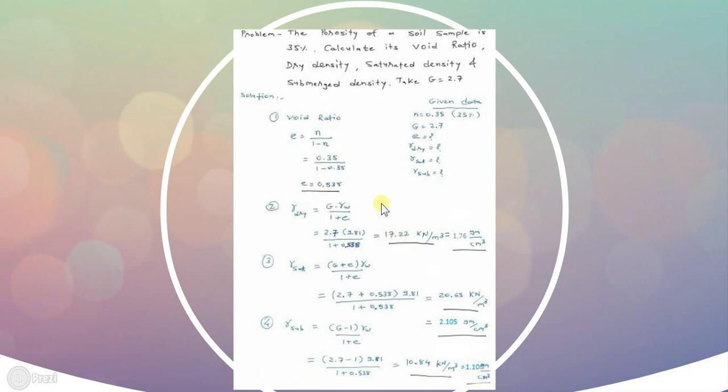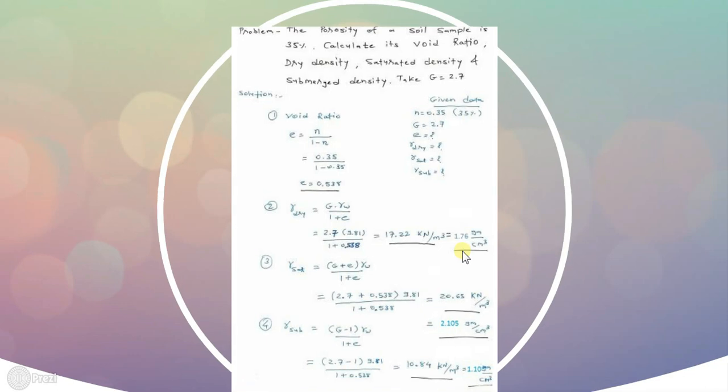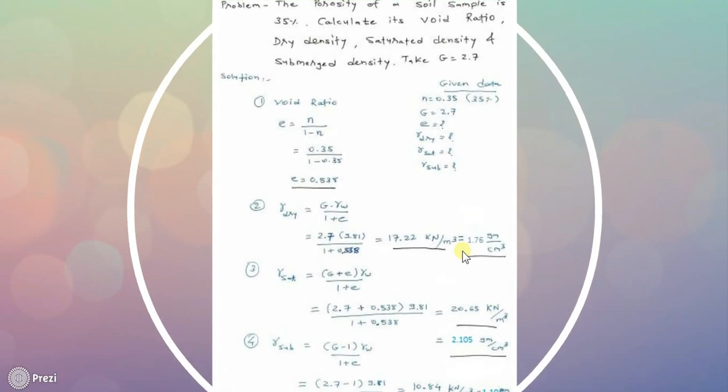So we found all four quantities. I have calculated unit weight as well as densities so that you can differentiate between both the quantities as well as relate to the literature by different authors.